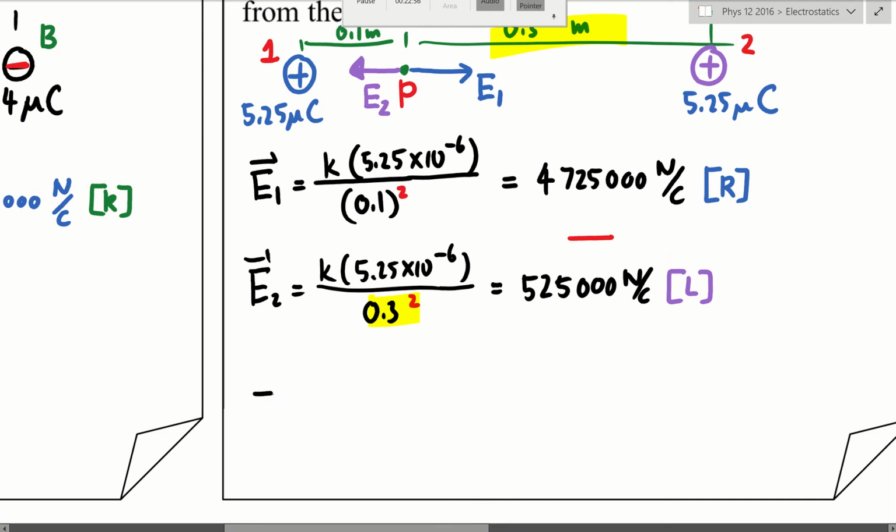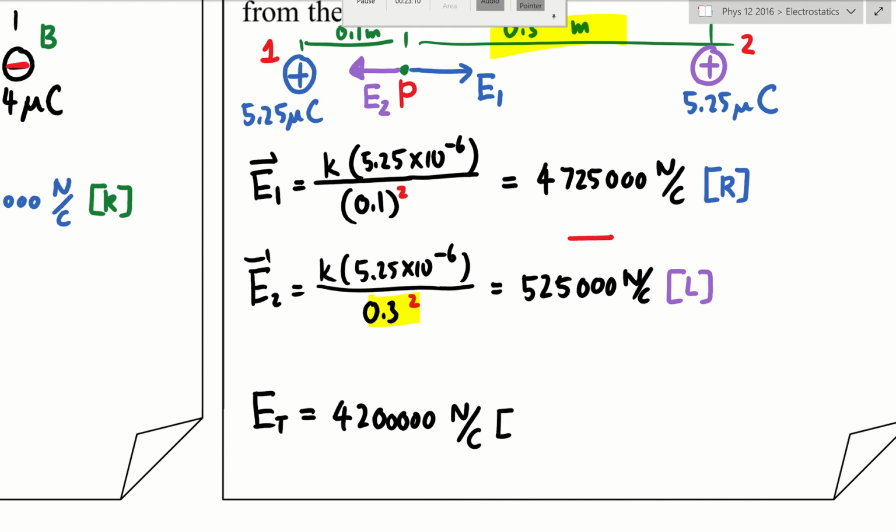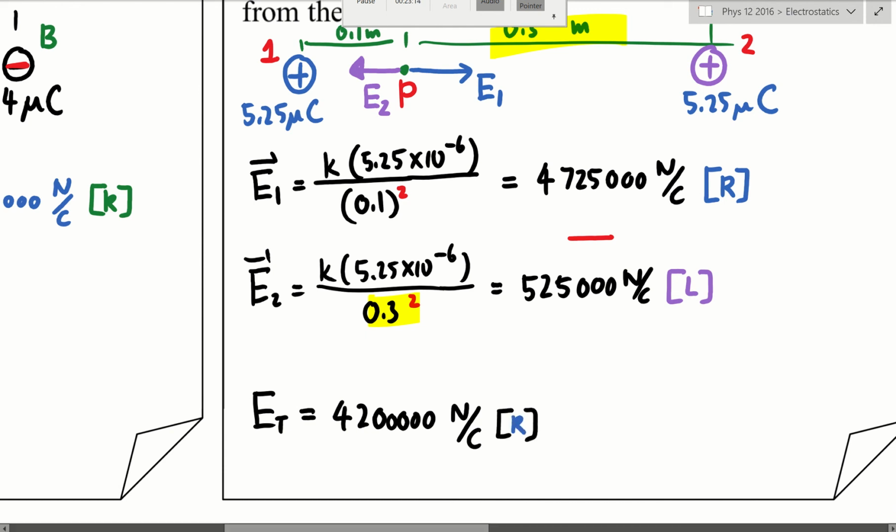So in this case, let's finish it. So the E total, you have to subtract the two values. So it will be 4,200,000 at the end. And which side is winning? The right hand side. The right hand side was much bigger to begin with, so it wins out in this situation.